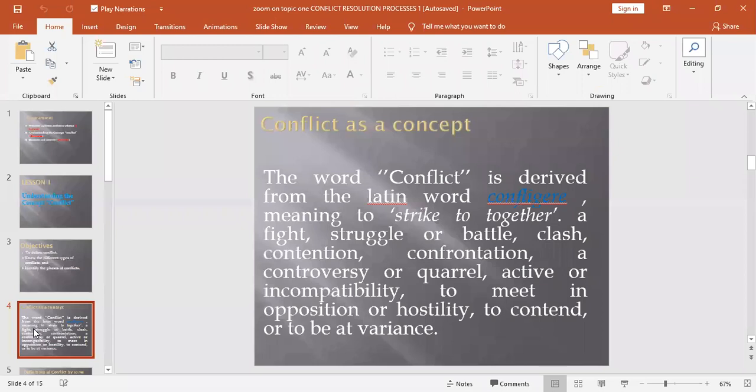But we have to have this at the back of our mind, that conflict is a normal phenomenon that occurs between humans. As far as humans are interacting with one another, conflict will definitely arise. If there is no conflict, there will not be any reason or need for conflict resolution processes. So you see that conflict is what gives rise to conflict resolution processes.